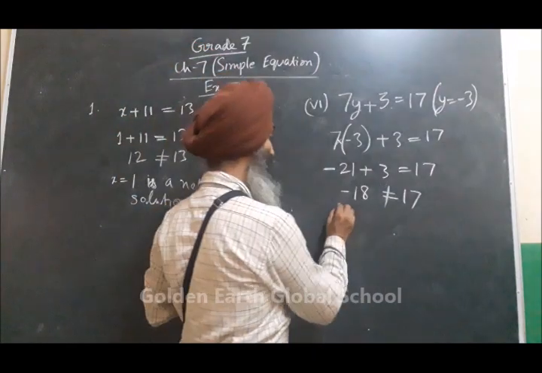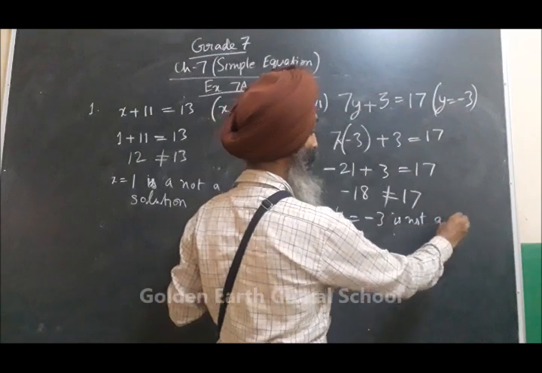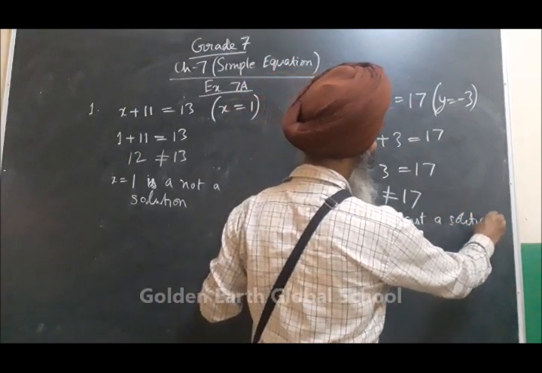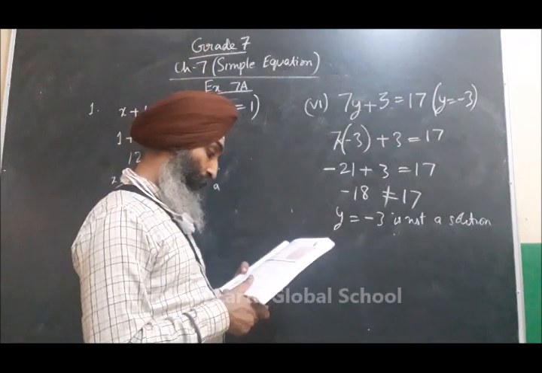So it means y is equal to minus 3 is not a solution of this given equation. Now similarly you have to check the other parts also.